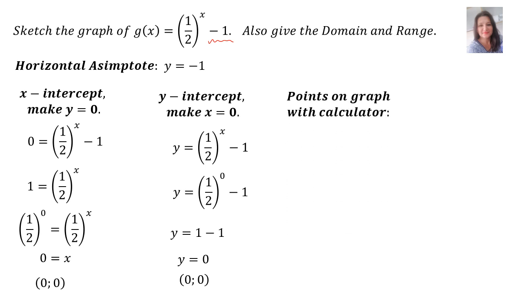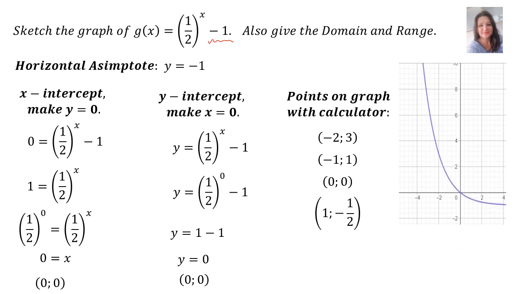Points on your graph with your calculator. Negative 2 and 3, negative 1 and 1, 0 and 0, 1 and minus a half. And there's your graph. You have to add the horizontal asymptote, the equation there, y is equal to negative 1. And you can see on my graph, there at the origin is the x and y intercept.